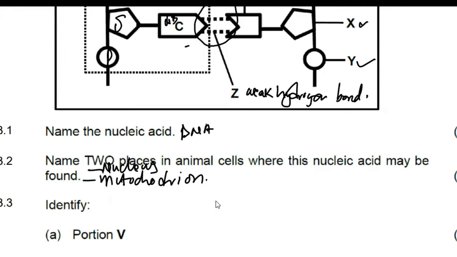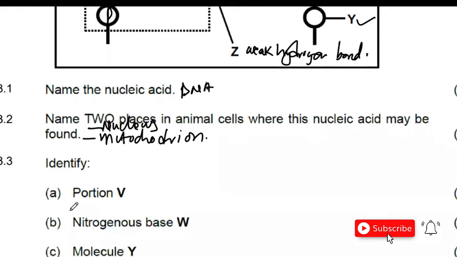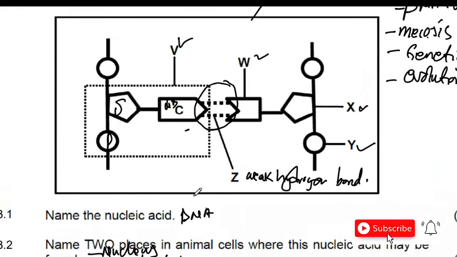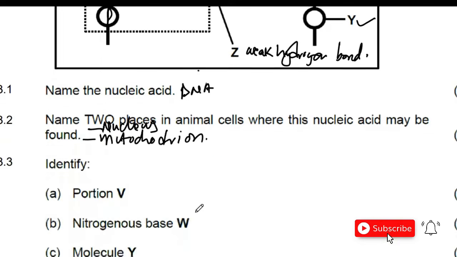If it's one nucleus, if it's one mitochondrion, if there are many mitochondria, if there are many nuclei, if it's one, it's called nucleus. So it should not confuse you. They are saying name portion V. What is portion V? We say that this is the building block of DNA. So it is the nucleotide.